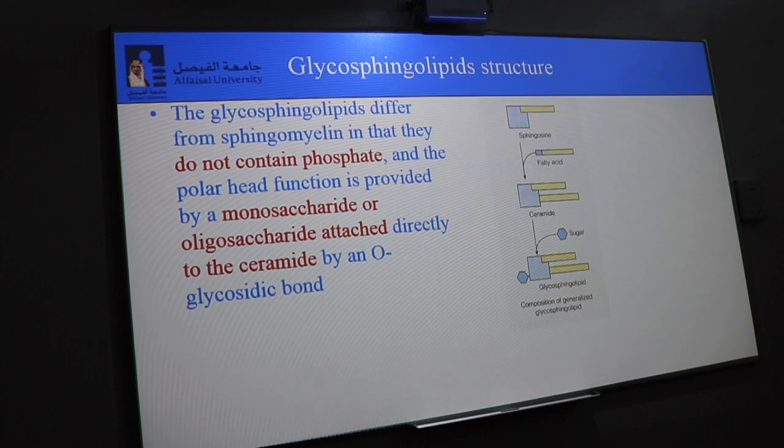They do not contain phosphate. So that's why they are not phospholipids. I may ask in the exam, which of the following lipids does not contain phosphate? And if I put glycolipid, you have to know that this is glycolipid. Sphingomyelin contains phosphate, phosphoglyceride contains phosphate, but glycolipids do not contain phosphate. You have only ceramide and sugar, and this sugar is attached to the ceramide by an O-glycosidic bond.